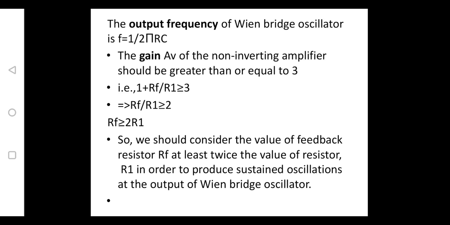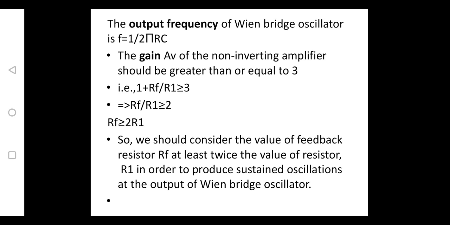And as this op amp is connected in a non-inverting mode, 1 plus RF by R1 should be greater than or equal to 3. Here the total phase shift, instead of 360 degrees, is 0 degrees because the op amp is connected in a non-inverting mode. So there is no need for any other tank circuits or feedback paths.